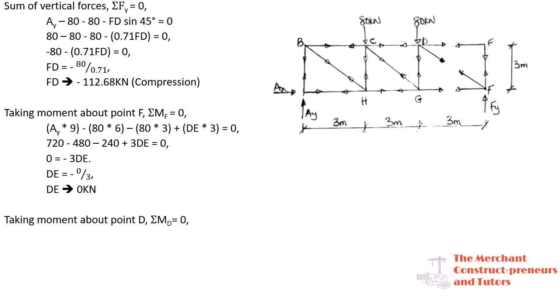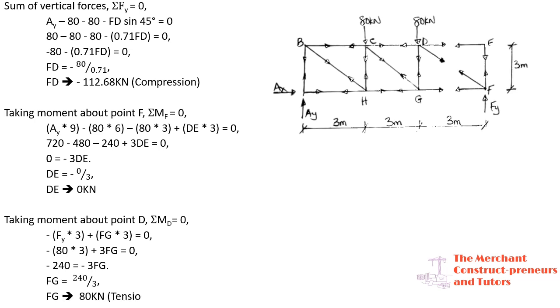Take moment about point D equals 0. So still localized here, FY multiplied by 3 and FG multiplied by 3 equals 0. So when you do your computation, you have our FG as 80 kilonewton.